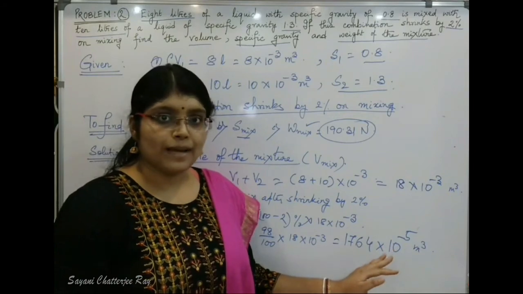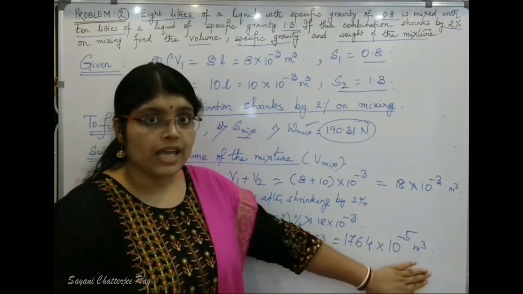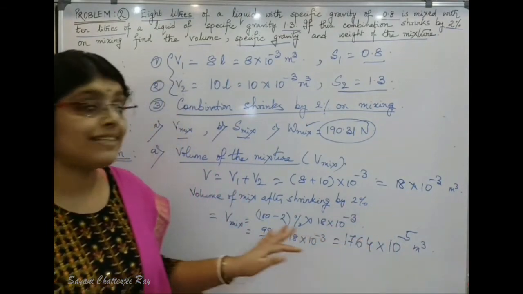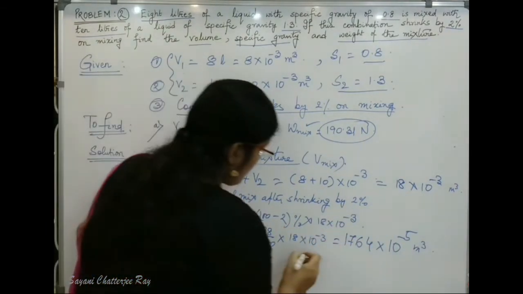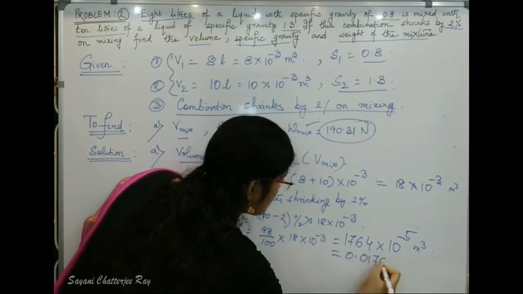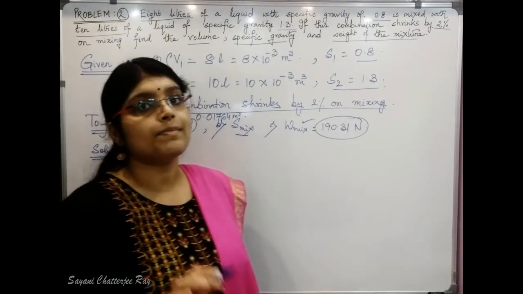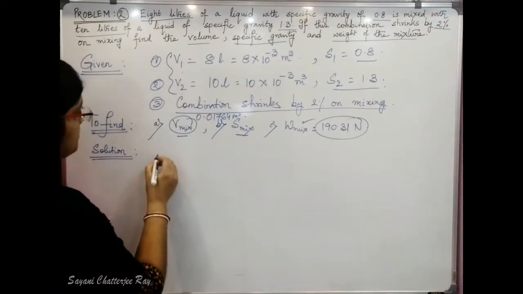If you want the answer in this format, that is in 10 to the power minus 5 format, just keep it this way. Else you can convert it to decimal form. In decimal form, the answer will look like 0.01764 meter cube. Now the last one remaining is the specific gravity of the mix.